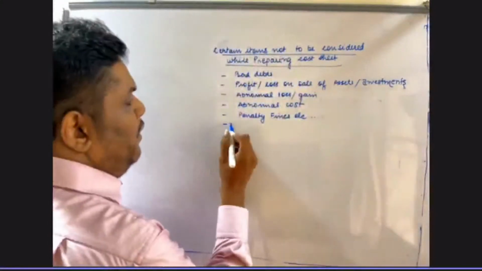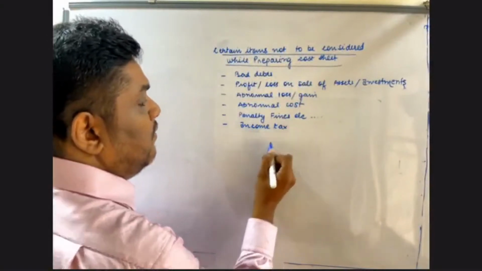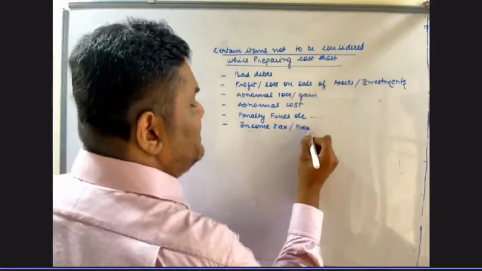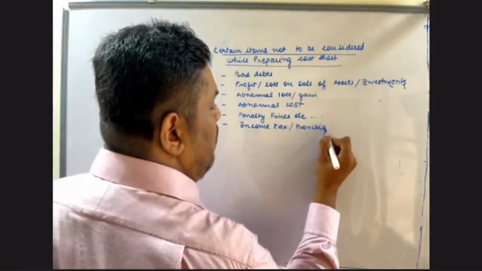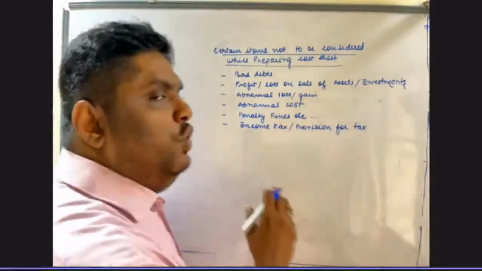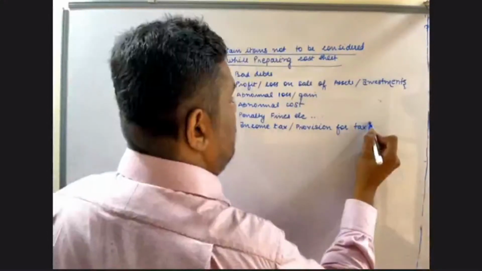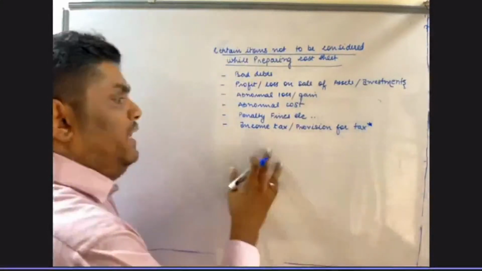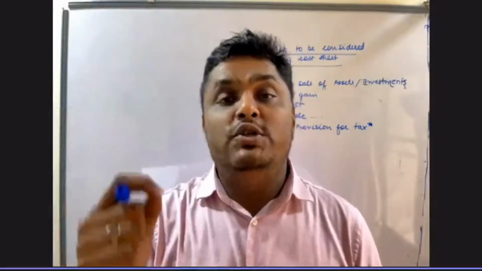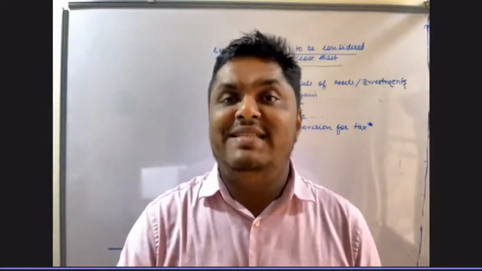Very important part: income tax or provision for tax. Again, it has nothing to do with calculation of cost, so it will never form part of cost sheet. Very important point, guys, because many times the examiner gives income tax and students put it under general administration overhead. So guys, if income tax is given, ignore.